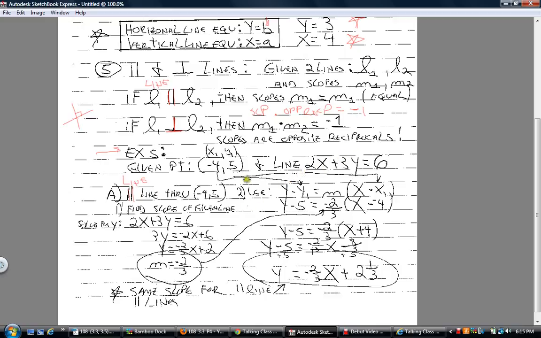Okay, now you think about that for a second and you're like, wow, what do I do here? What can I get going? They say parallel. You know the slope has to be the same. The new line that you are going to write and the one they give you have to have the same slope. So could you find the slope of the given line? And the answer is yes.